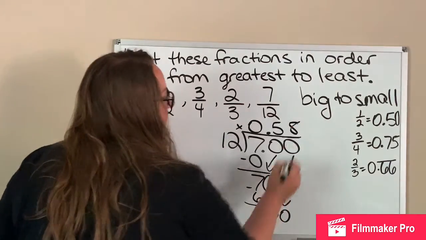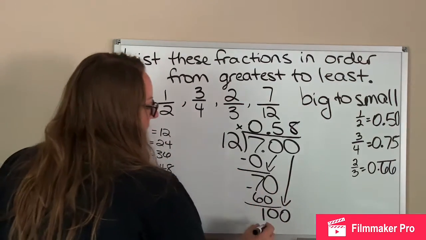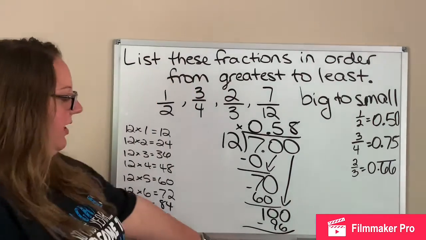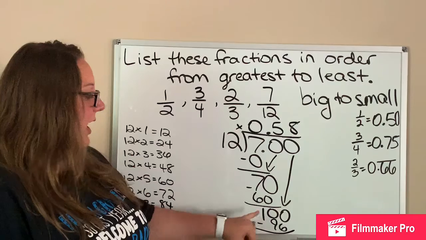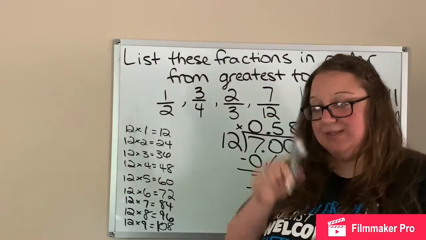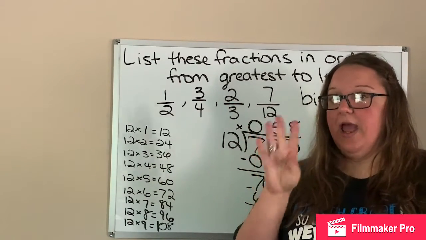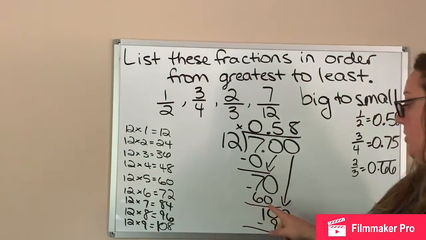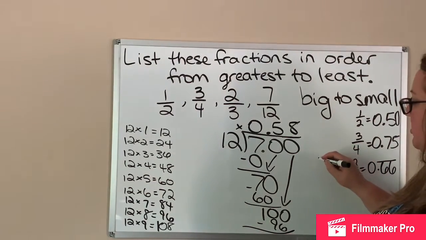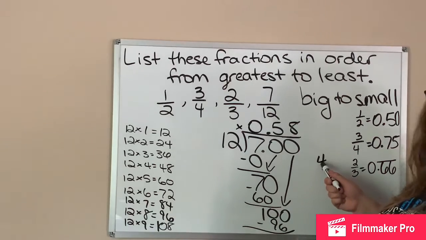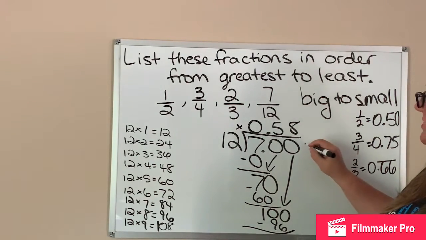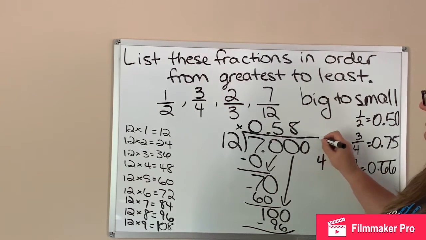So my 8 is going to go here. 8 times 12 is 96. I'm going to subtract that, and I've run out of room, so I'm just going to come right over here. I know that if I put 96 in my head and count up to 100, 96, 97, 98, 99, 100, then 100 minus 96 is 4. So I'm going to write that 4. Now, I haven't gotten a 0 and nothing has repeated. So what I need to do is add another 0 and make this a little bit longer.